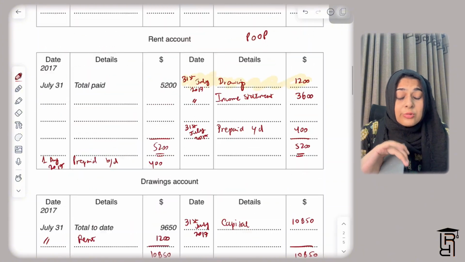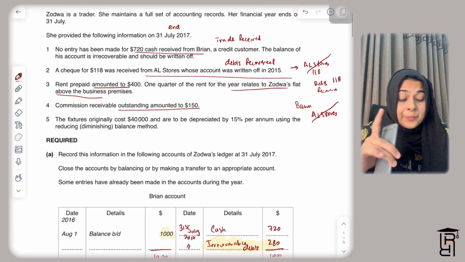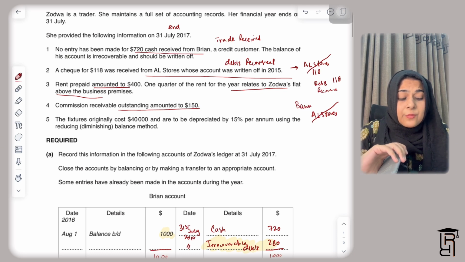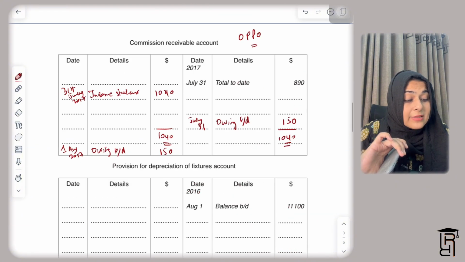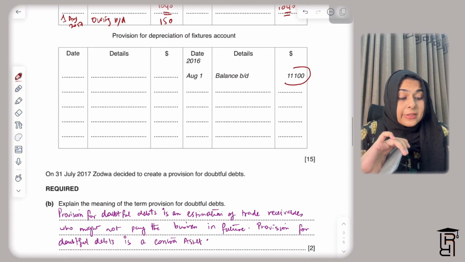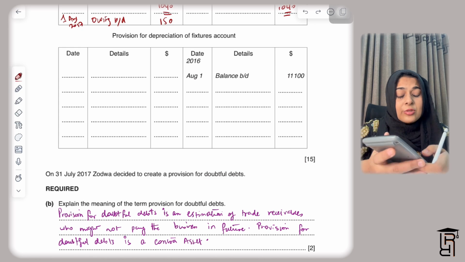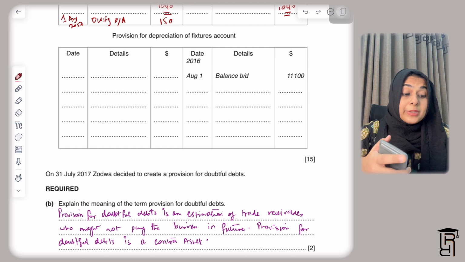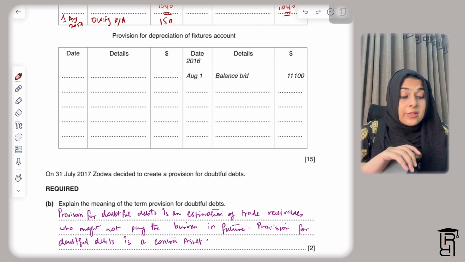Then they have told you to make the provision for depreciation of fixtures account. Point number 5 in this question is saying fixtures originally cost 40,000 and are to be depreciated by 15% per annum using the reducing balance method. You guys can see there is already an accumulated depreciation given in the T account. So the balance brought down of the provision for depreciation of fixtures account is the accumulated depreciation at the start of the year. The cost they are saying here is 40,000 minus accumulated depreciation is 11,100.